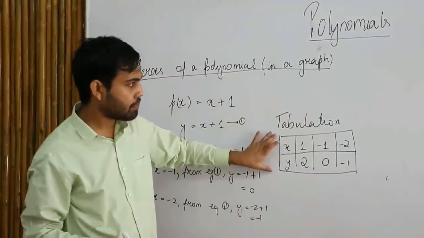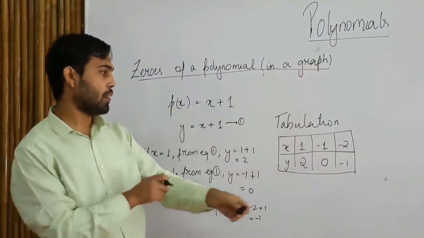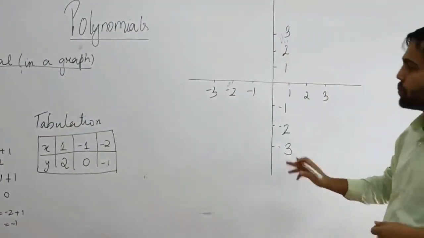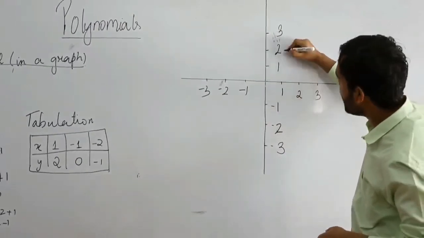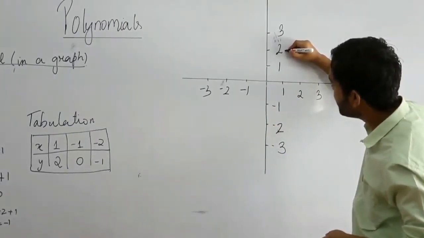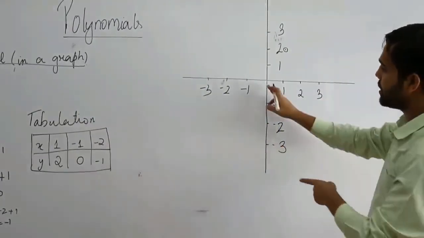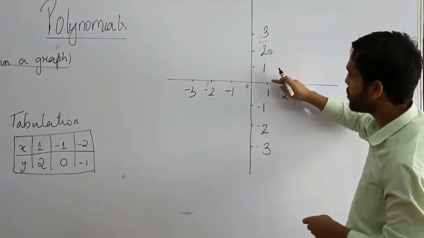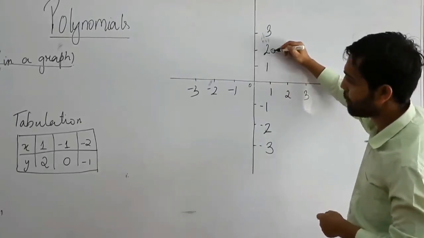Now these values I will plot in the graph. So for the first point, I have x is equal to 1, y is equal to 2. I hope you understand. Again, x is 1 in here, y is 2. So for y equal to 2, I have to go 2 units up. So this is my point.